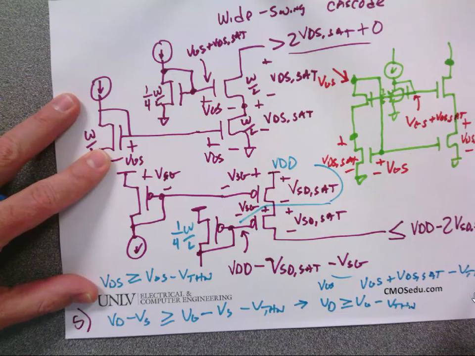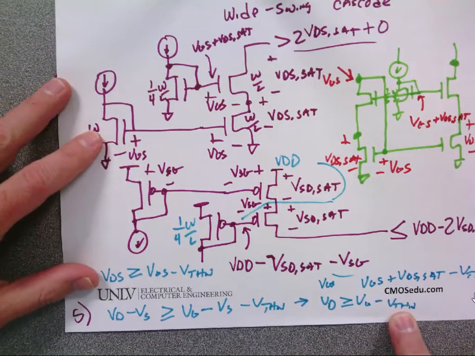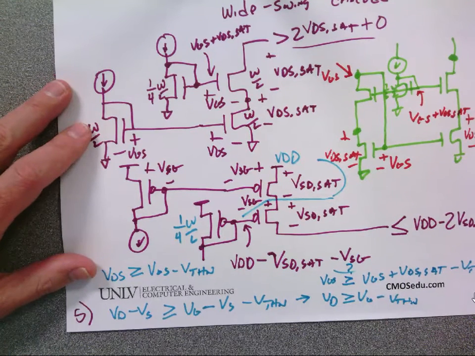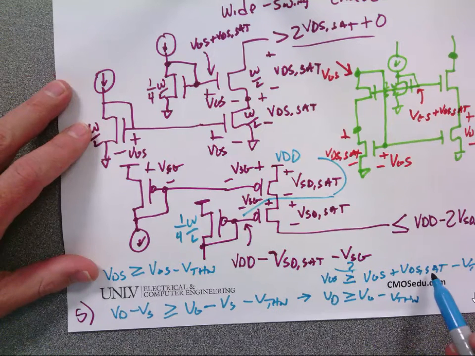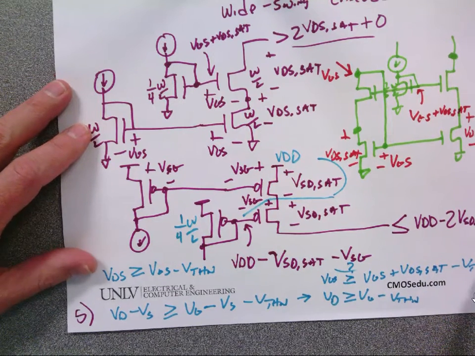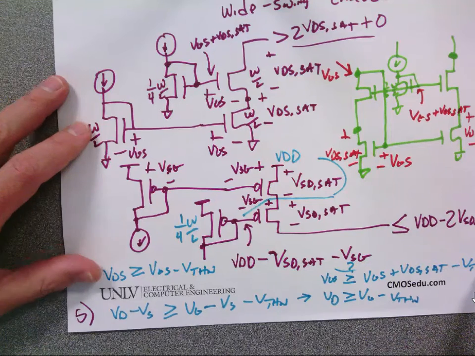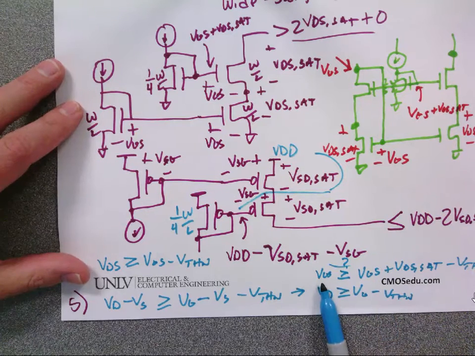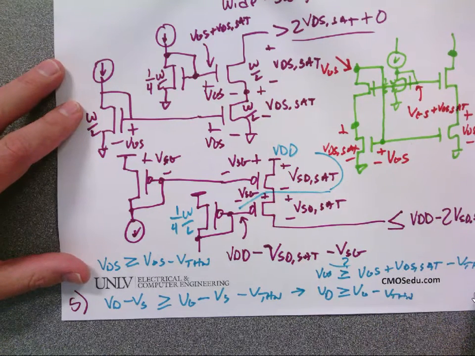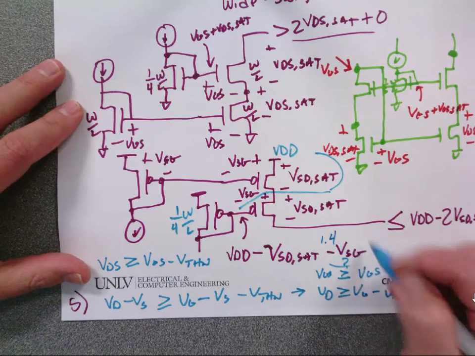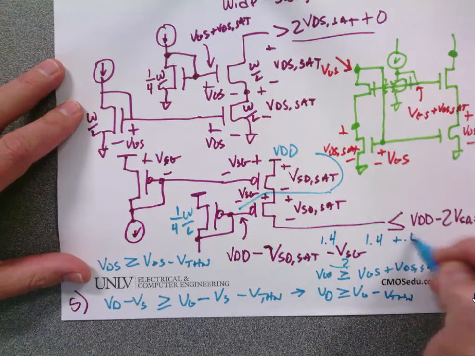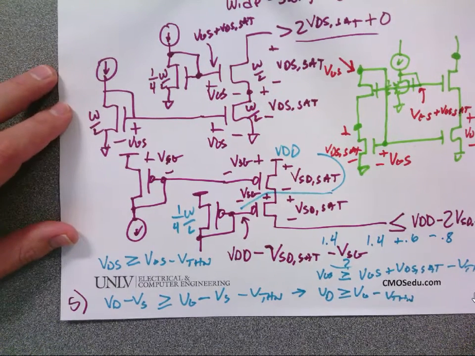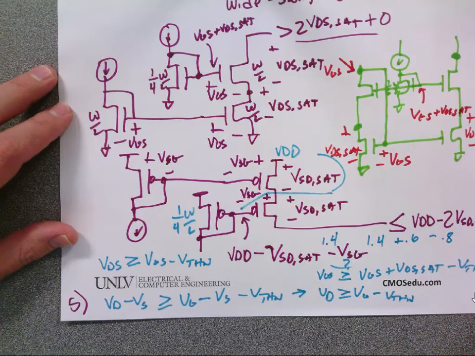Is this term valid? Is VDS sat going to be less than the threshold? Let's see, VGS is 1.4, 1.4, 0.6, 0.8. Let's see, this is from our quiz today, 1.4, 1.4, 0.6, 0.8. Does everybody agree with that?